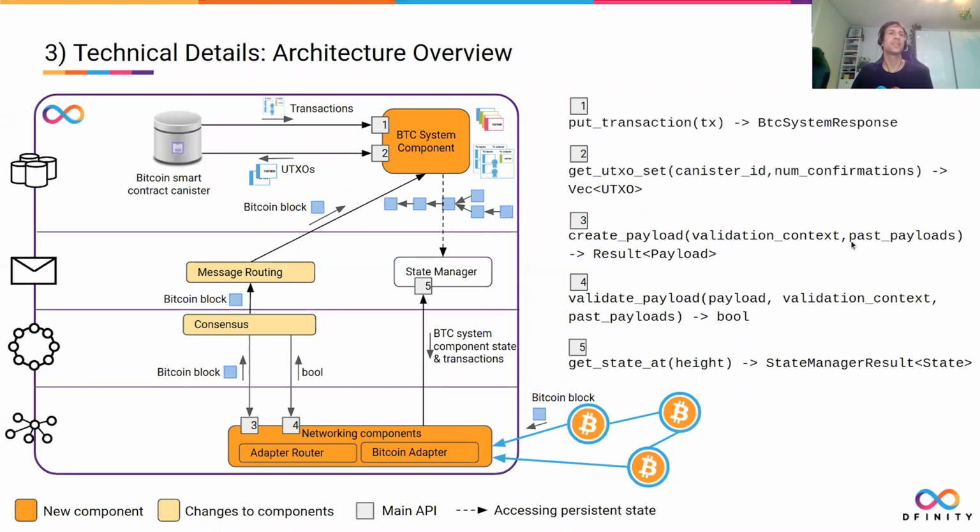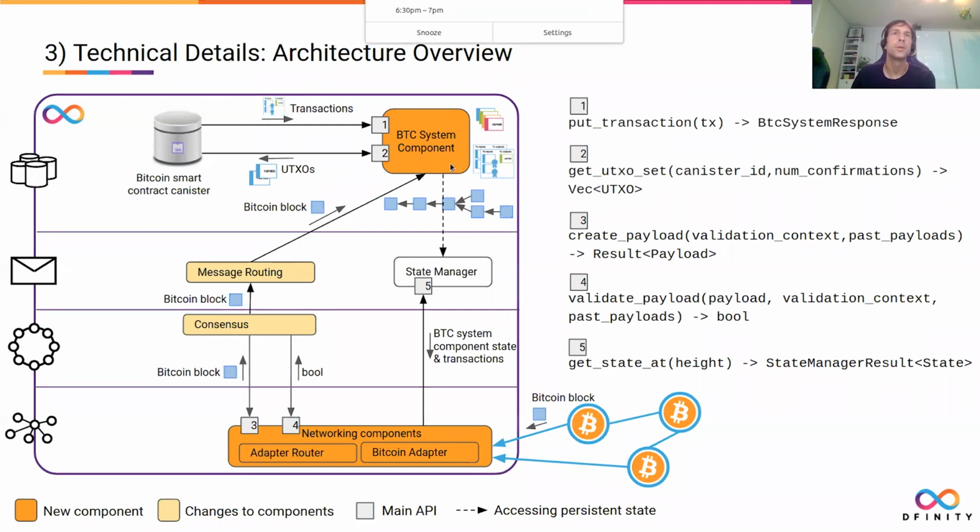If we look at the same thing in a bit more detail, the picture becomes a bit more colorful. Again, starting at the bottom, so it's the same thing. If we look at networking, we see there are actually multiple pieces. We have a Bitcoin adapter, which understands Bitcoin and interacts with the Bitcoin network. We have an adapter router that takes care of all the adapters, because there will be more adapters coming in the future. And the interaction with consensus happens through the standard functions like create payload, validate payload, before having the block bubble up to the execution layer, where it will be processed by the BTC system component.